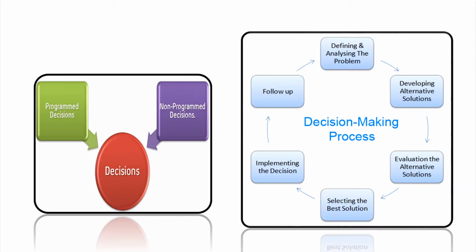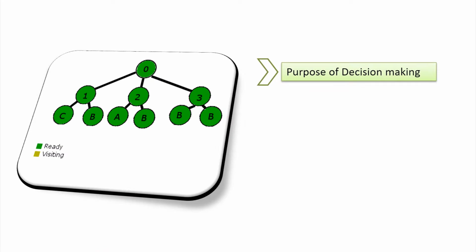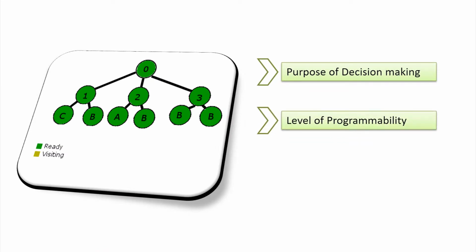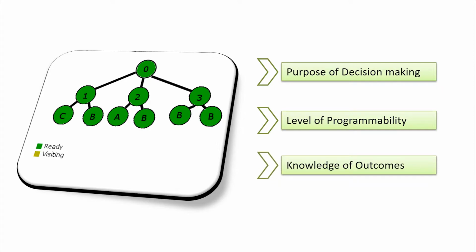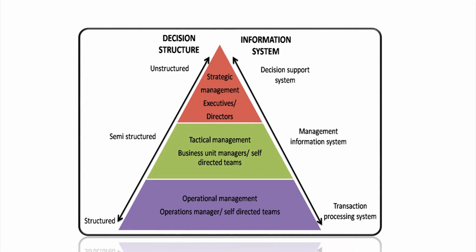Organizational decisions differ in a number of ways. The following bases are used to classify the decisions. Firstly, purpose of decision making. Next is levels of programmability, and lastly, knowledge of outcomes. Let's try and discuss each one of these.